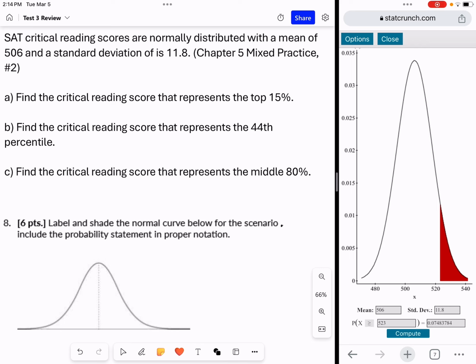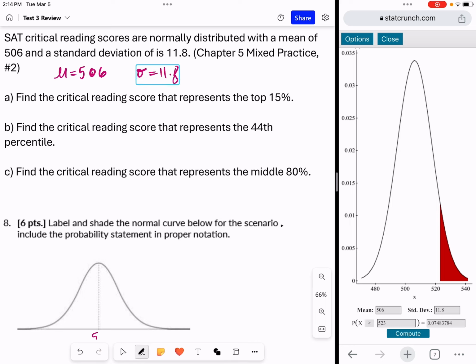We're still dealing with SAT critical reading scores. We know they're normally distributed with a mean of 506 and a standard deviation of 11.8. We want to find the critical reading score that represents the top 15%.